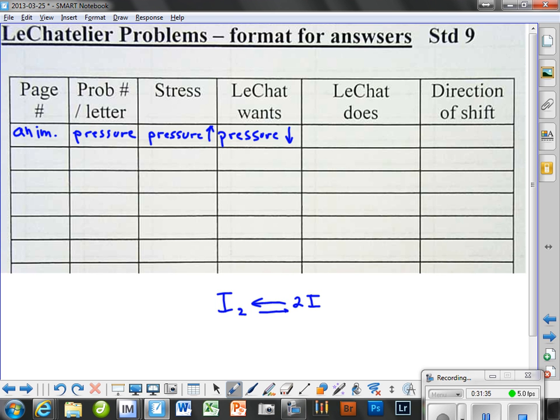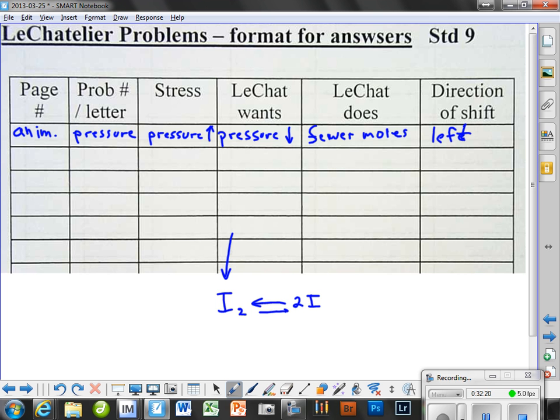Okay, so LeChat is going to want to put it down. How does he get down? If he's got to go down, he needs fewer moles, right? Fewer moles. And this one is really easy to tell because all you have to do is look at the total number of moles on each side. It gets a little more difficult when you have 3 or 4 reactants and products. Okay? But here it's real easy. Which side has fewer? The left one. Yeah, the left guy. Okay, so he's going to shift left. Left. I got that right? Yeah.